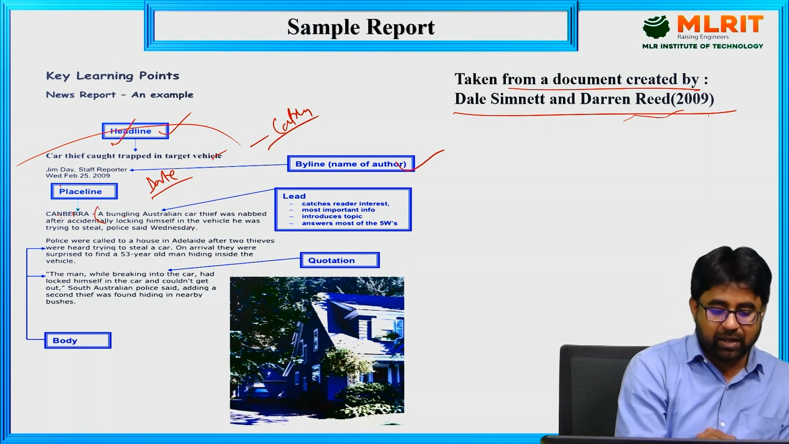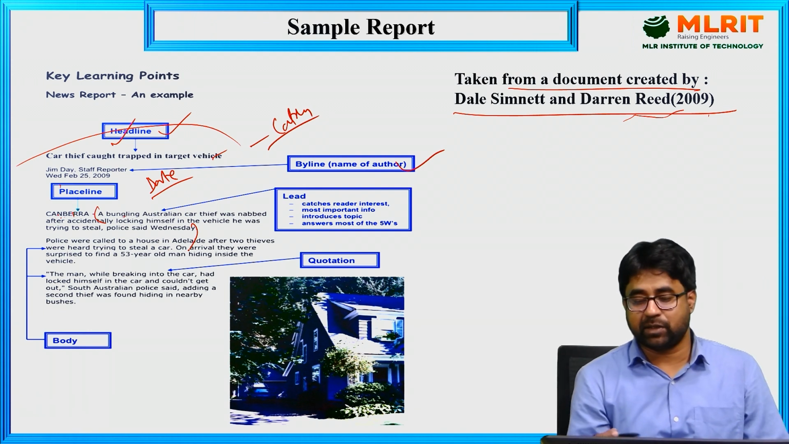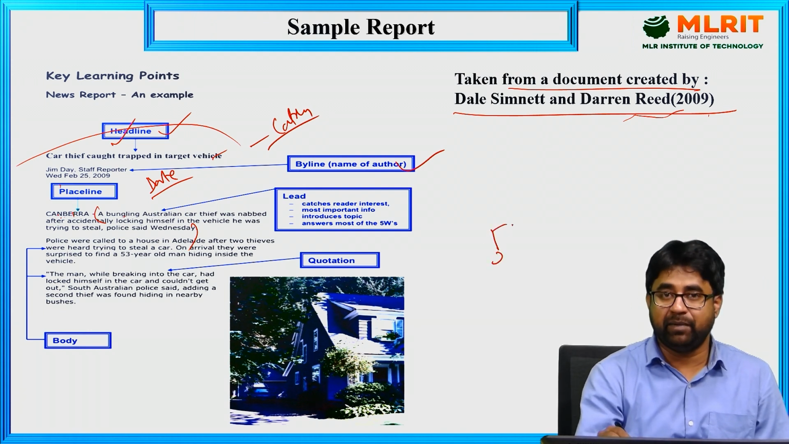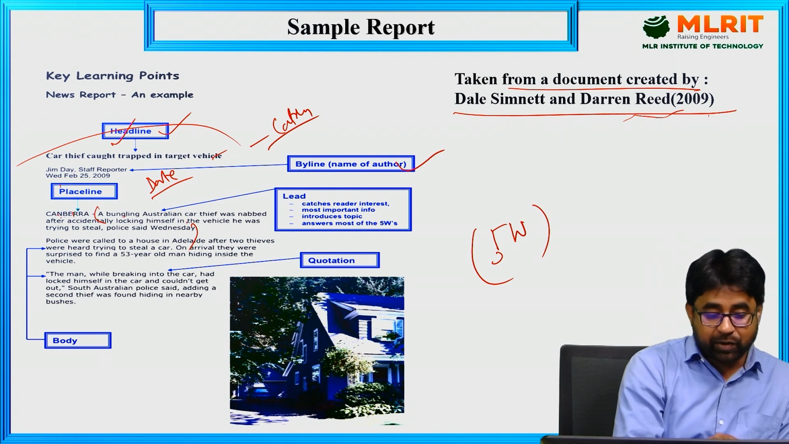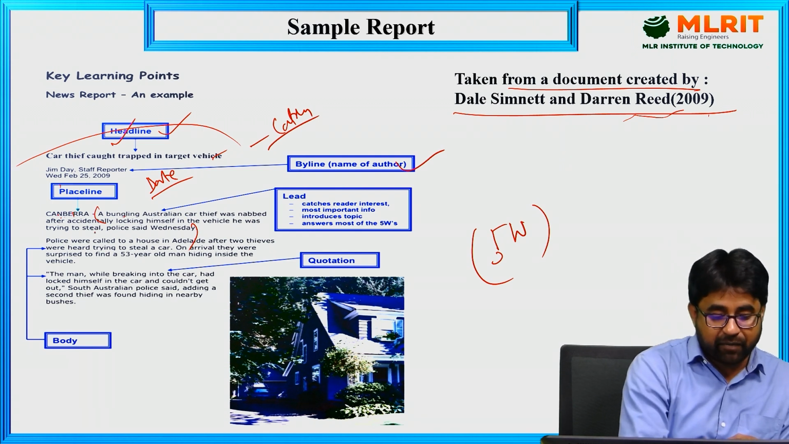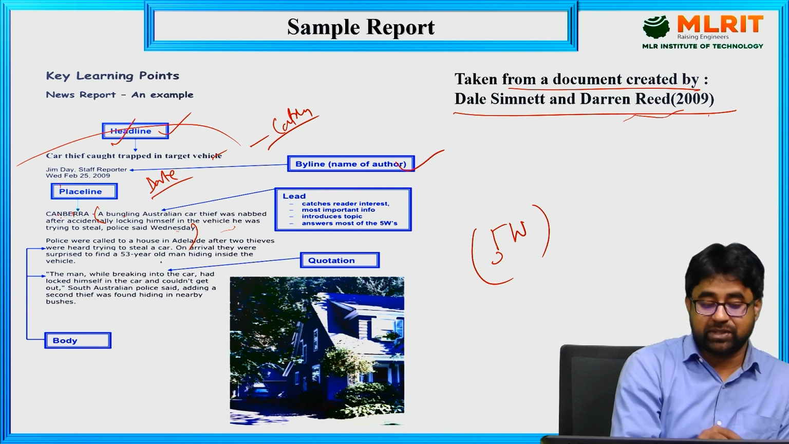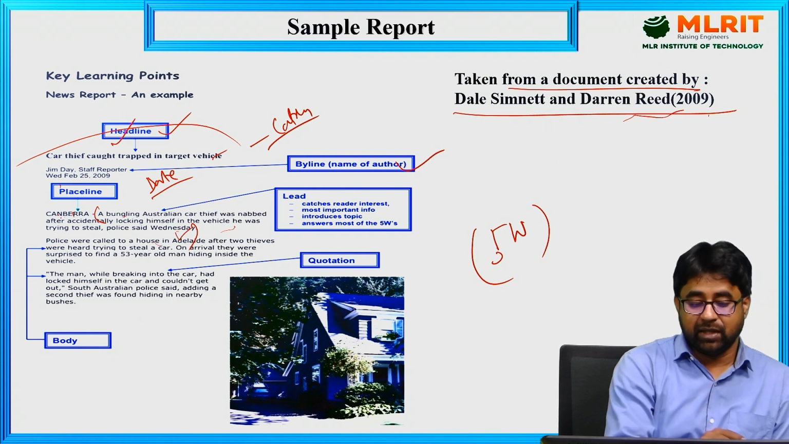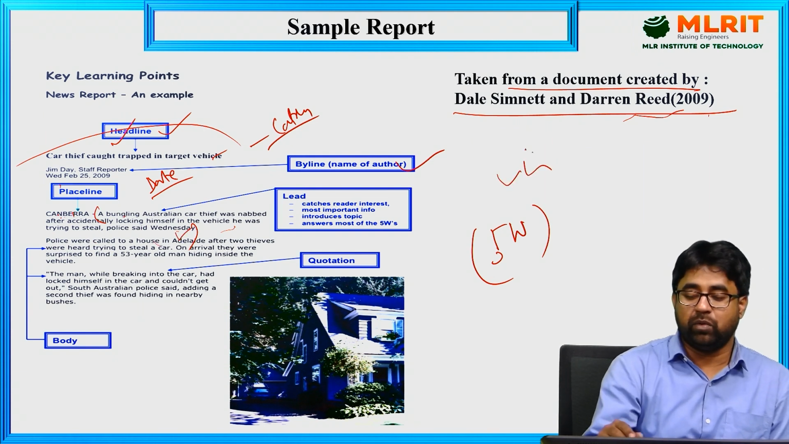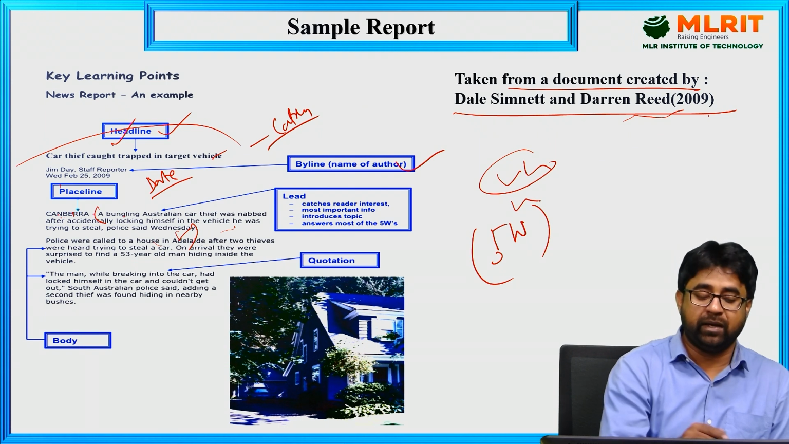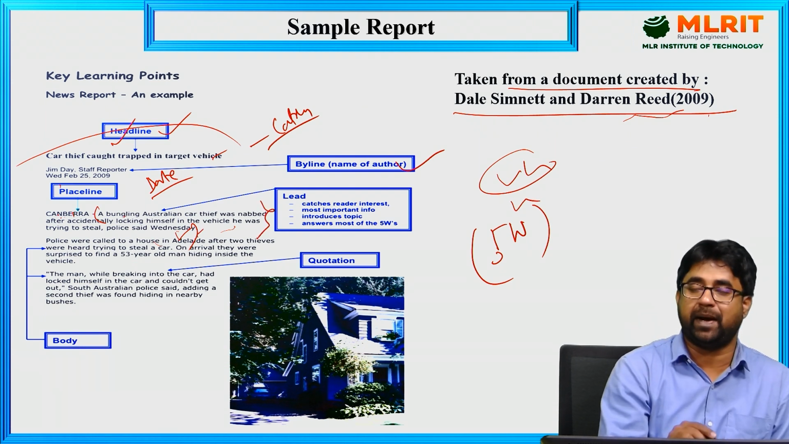Now this is called the lead paragraph. What is the role of the lead paragraph? The 5 W's, as I already explained. So, a bungling Australian car thief was nabbed after accidentally locking himself in the vehicle he was trying to steal, police said Wednesday. You can see where, how, what happened, all this information you are getting. So you are providing basic information. This is called the lead paragraph.